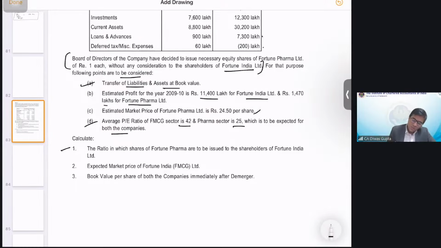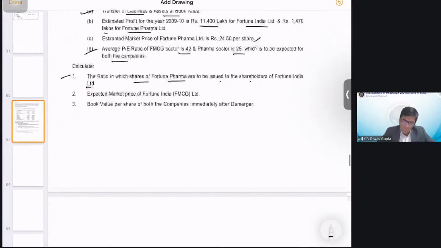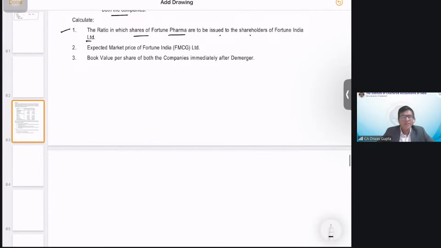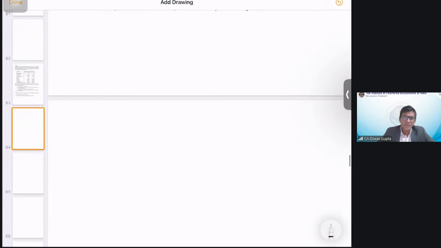Calculate the ratio in which shares of Fortune Pharma are to be issued to the shareholders of Fortune India. So first of all, they are asking us to calculate that ratio. Expected market price of Fortune India, which is the FMCG company, for that. Book value per share of both the companies after the demerger. What is their book value after demerger? Okay, we can calculate that.